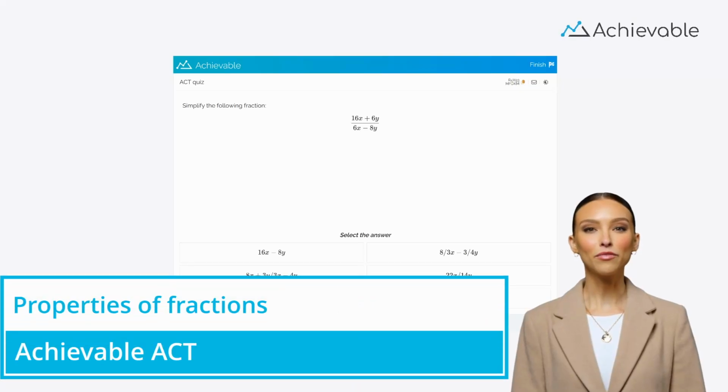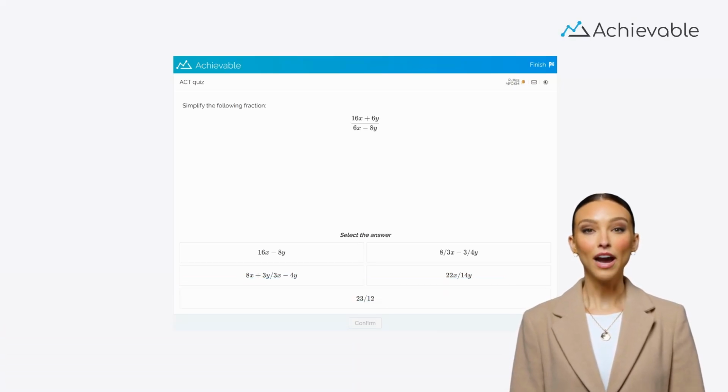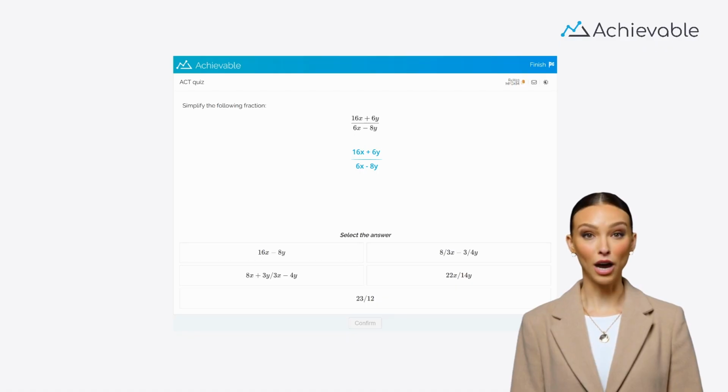Today we're going to simplify a fraction using skills from the Properties of Fractions chapter. The fraction we're working with is (16x + 6y) over (6x - 8y). Before we start canceling anything, we need to remember an important rule. You can only cancel terms when a factor is common to every part of the numerator and denominator. So first, let's factor both the numerator and the denominator.